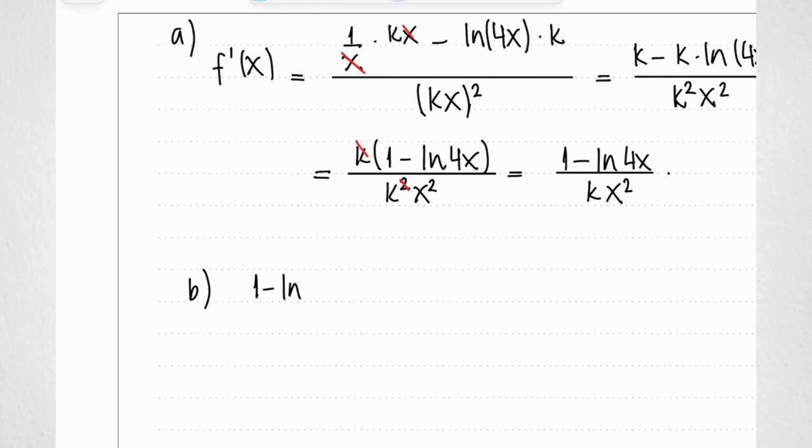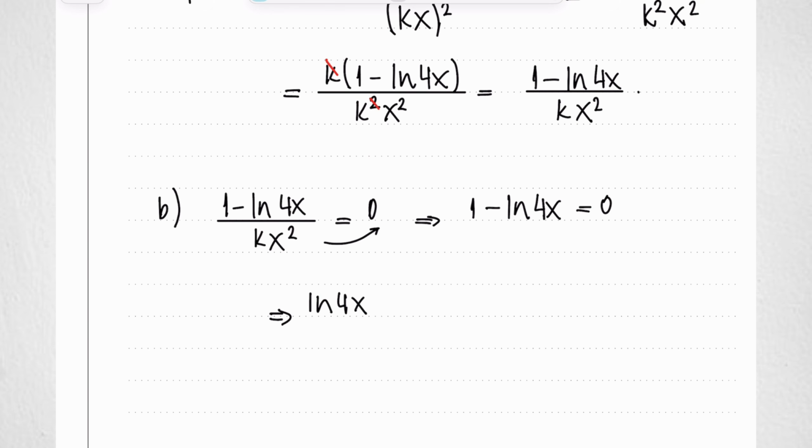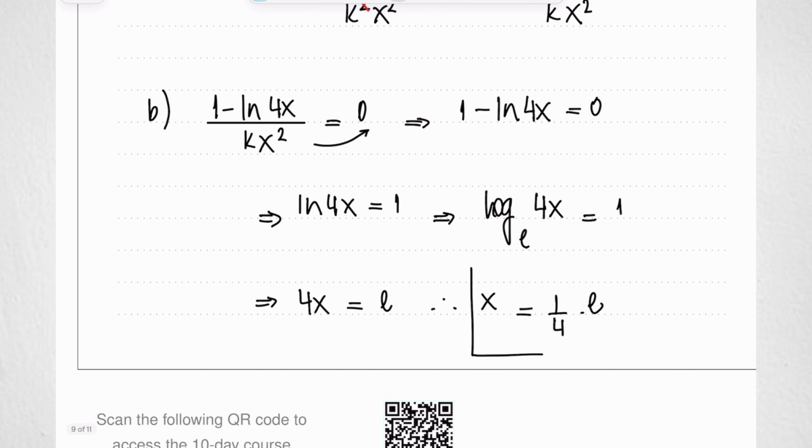So we have (1 minus ln of 4x) over kx squared, which equals 0. We cross multiply this, it disappears. 1 minus ln of 4x equals 0, which means that ln of 4x is equal to 1. Given that ln is a log base e, we have x equal to e to the first power. Therefore, x is 1 over 4 times e, or e over 4, which is, of course, the same thing.